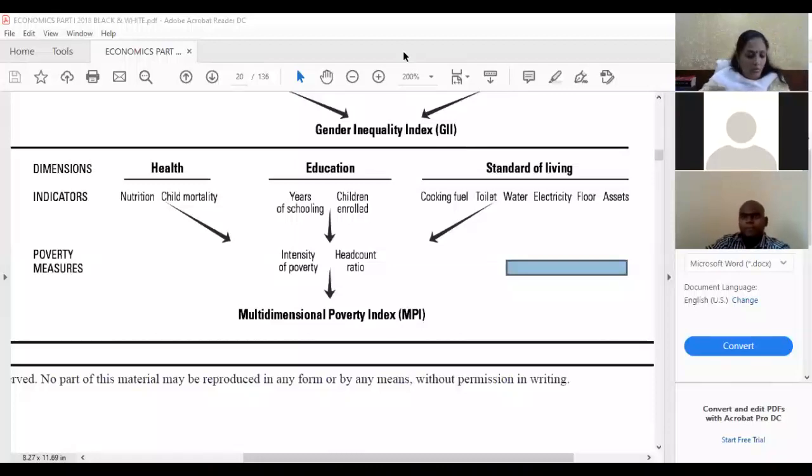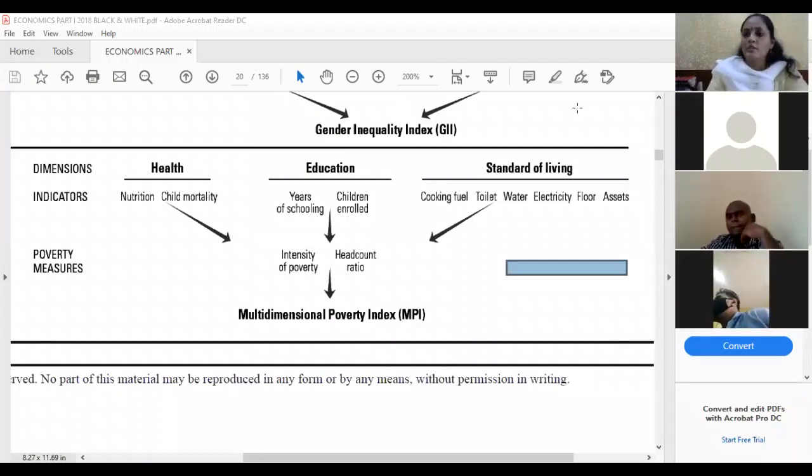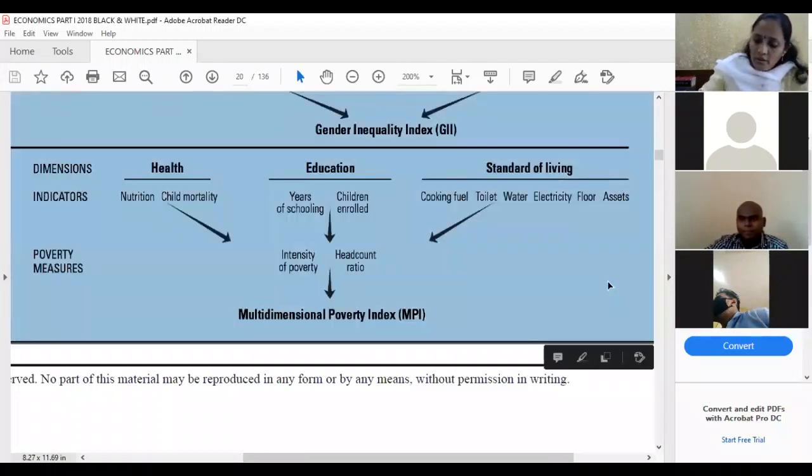Am I visible and audible now? Yeah, okay. I hope we were getting into the concept of poverty intensity, and we missed on it.